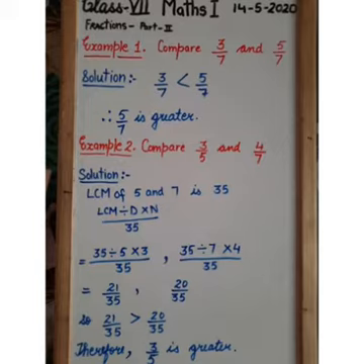Similarly, for 4 upon 7, write denominator 35. To find the new numerator, divide LCM 35 by the original denominator 7 and multiply it by the numerator 4. You will get 20 upon 35. Now among 21 upon 35 and 20 upon 35, 21 upon 35 is greater, which is equivalent to 3 upon 5, as you already know according to the question. 3 upon 5 is equivalent to 21 upon 35 and 4 upon 7 is equivalent to 20 upon 35. So here 21 upon 35 is greater, which is equal to 3 upon 5. So we can say that 3 upon 5 is greater.